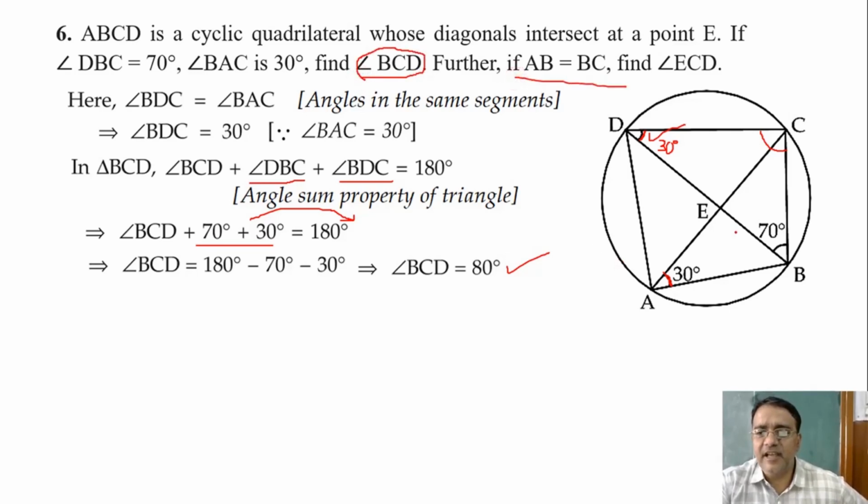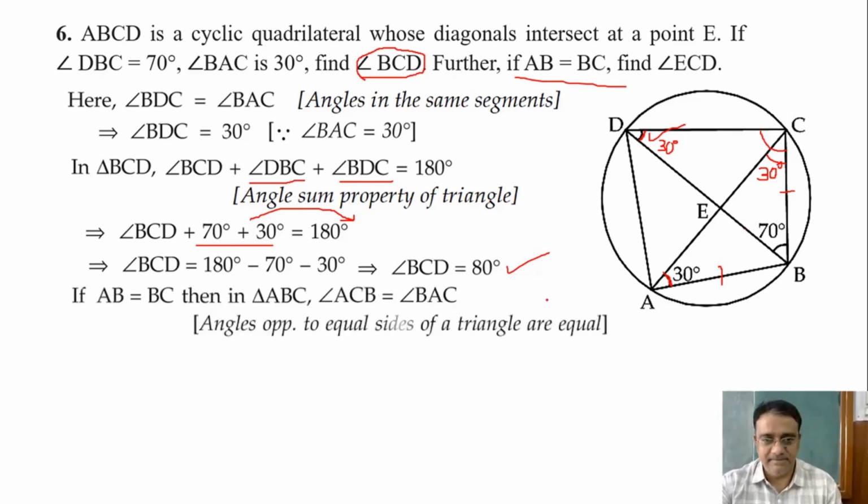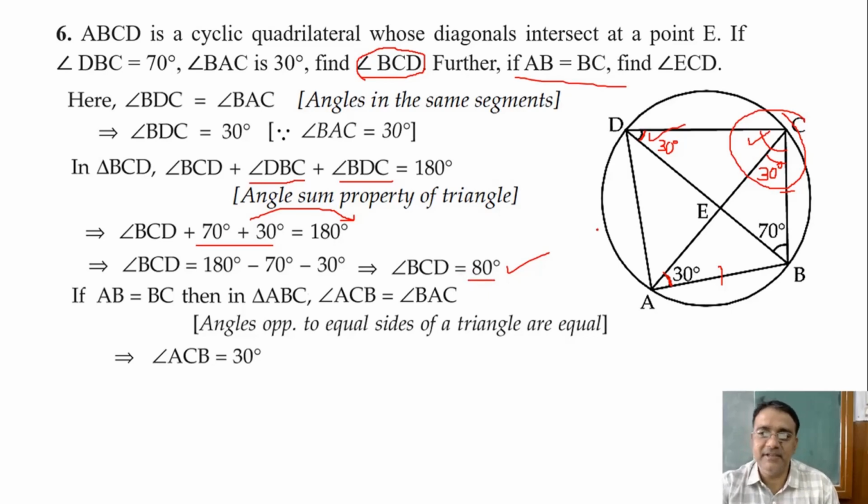Now second one, if AB is equal to BC, look at the answer. If AB is equal to BC, that means these two angles are equal. This angle and this angle are equal, 30 degrees. Why? Angles opposite to equal sides. Right, angles opposite to equal sides of a triangle are equal. So this angle we got 30 degrees. Now how will you find this angle, ECD? Because this complete angle is 80 degrees we got.